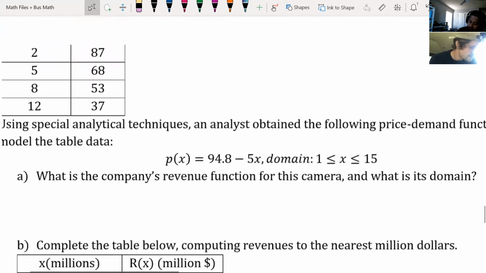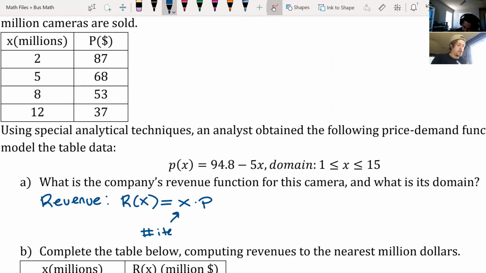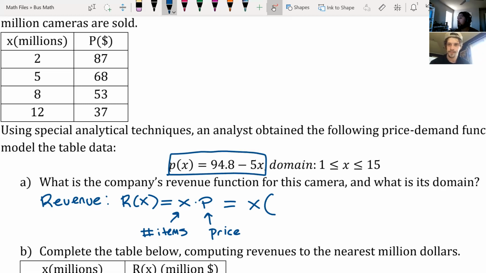Okay, so in order to create a revenue function, the formula is always X times P. The amount of items X times the price P. So X is always the number of items, and P is always the price. To create the revenue function, we already have all the information we need. We know we're selling X amount of cameras. And do we have an equation for P already? P is given as 94.8 minus 5X. There's our P value.